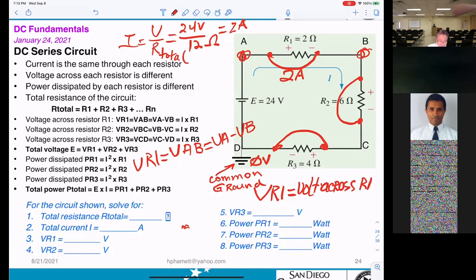VBC, the difference in voltage between B and C. And VR3, same thing, VCD. That means the voltage VC minus VD. That's what I want you to make sure you understand. That's very, very basic. Okay, so this time maybe enough.